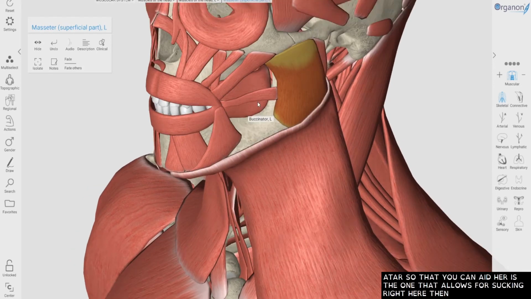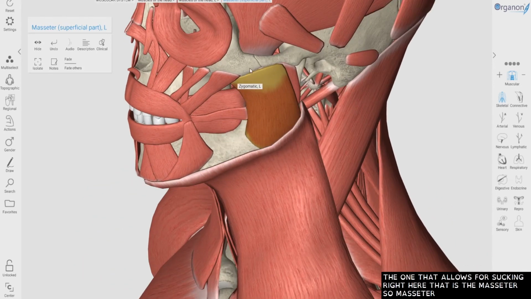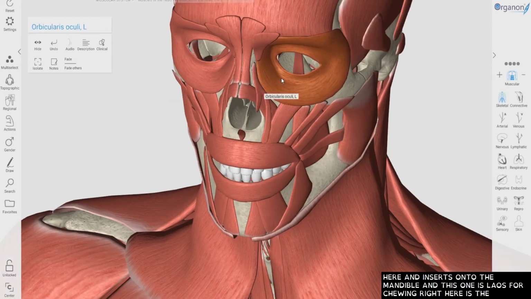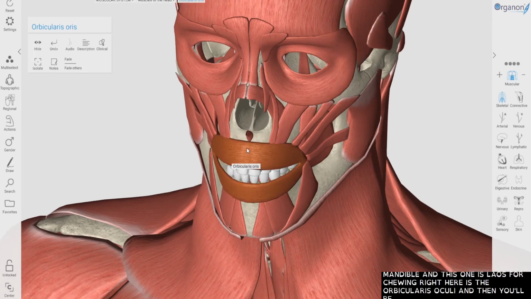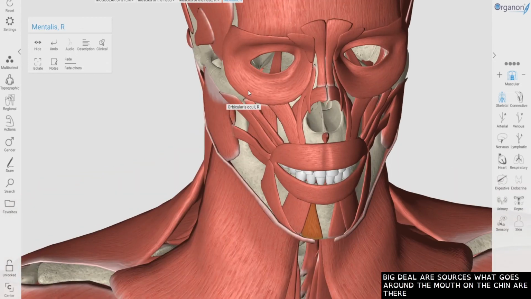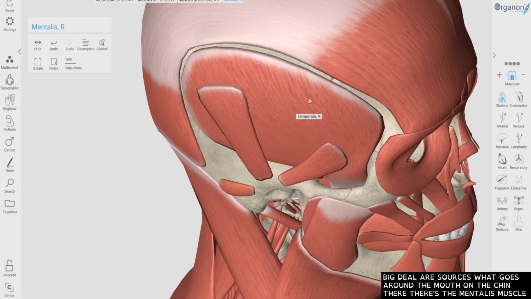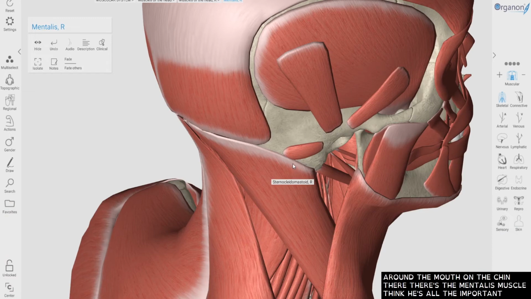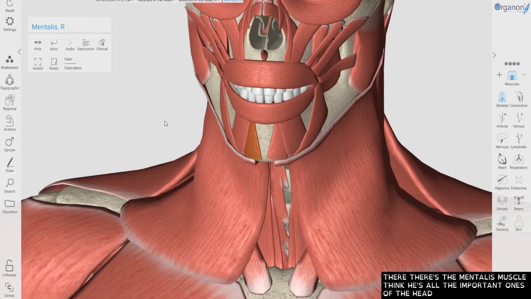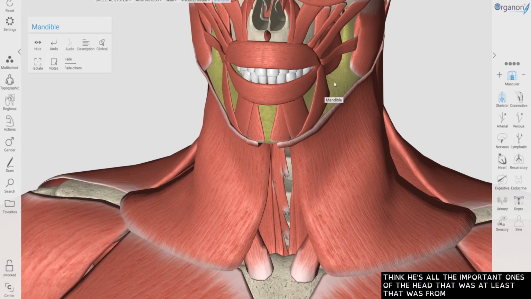Right here then is the masseter. The masseter originates on the zygomatic arch here and inserts onto the mandible, and this one allows for chewing. Right here is the orbicularis oculi, and then the orbicularis oris is what goes around the mouth. On the chin there's the mentalis muscle. I think these are all the important ones of the head. That was from that picture.